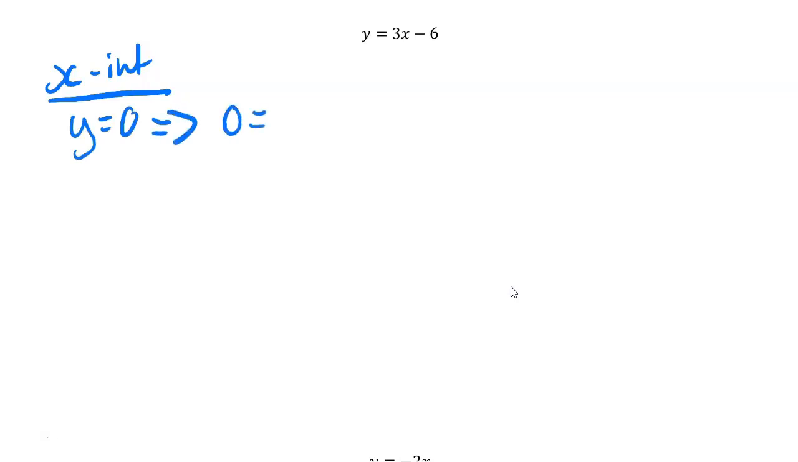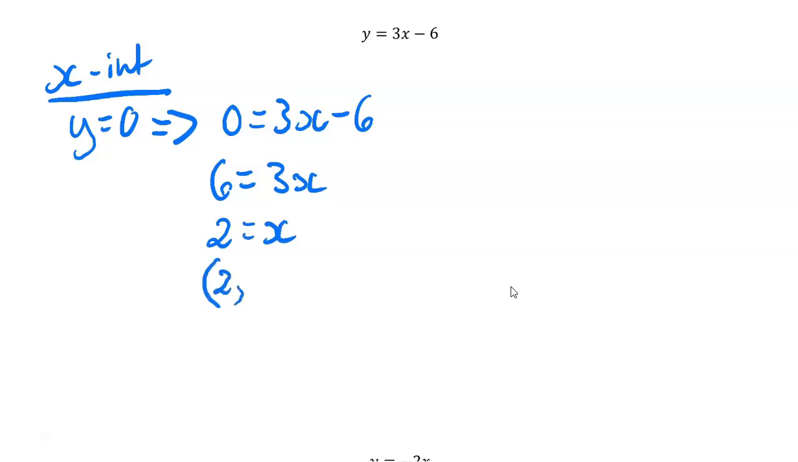Okay, so now we have one in our general form. But I do exactly the same method. To find the x-intercept, I make y equal to 0, and then I solve for x. Okay, so 0 equals 3x minus 6. So I'll add 6 to both sides, equal to 3x. So that's 2 is equal to x because I divided both sides by 3. So my x-intercept occurs at 2, 0.